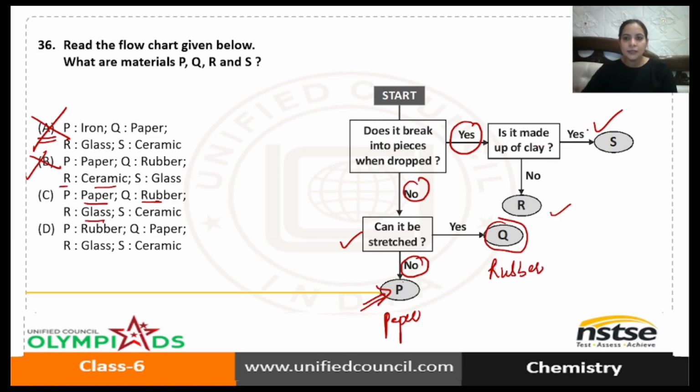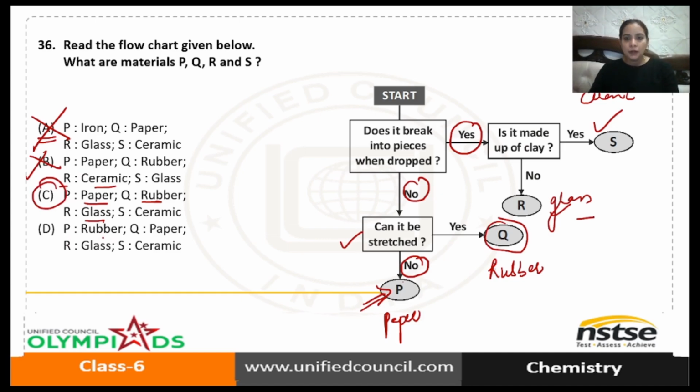Okay. So that is said to be a ceramic, and this is said to be glass. Yes, glass is not made up of clay. Rather, it is made up of sodium carbonate. It has silicon dioxide in it. Yes, it is correct. So the option C seems correct. Let's move on to D.